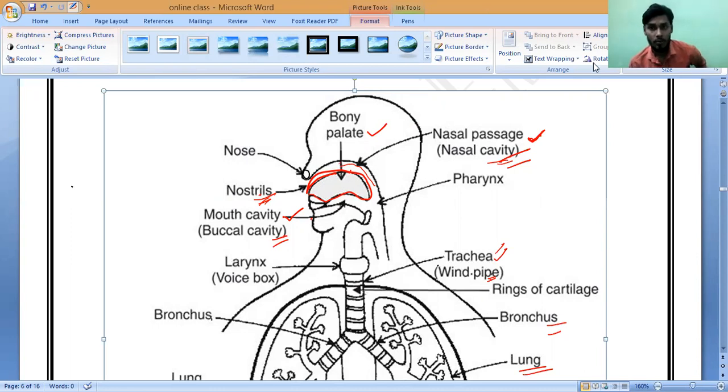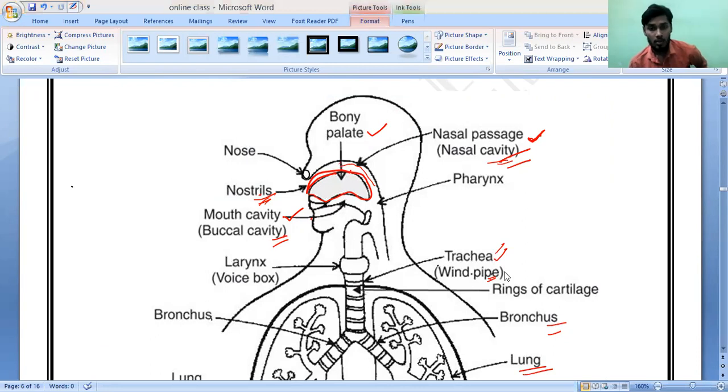Do you understand, all of you? Yes, sir. So that is what you should remember. That bone is called the bony palate, P-A-L-A-T-E, palate. There it is in the picture. You can observe here, this is called the bony palate.